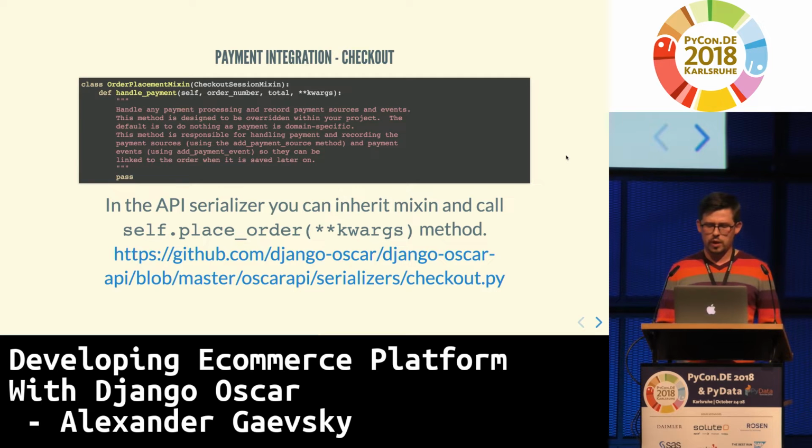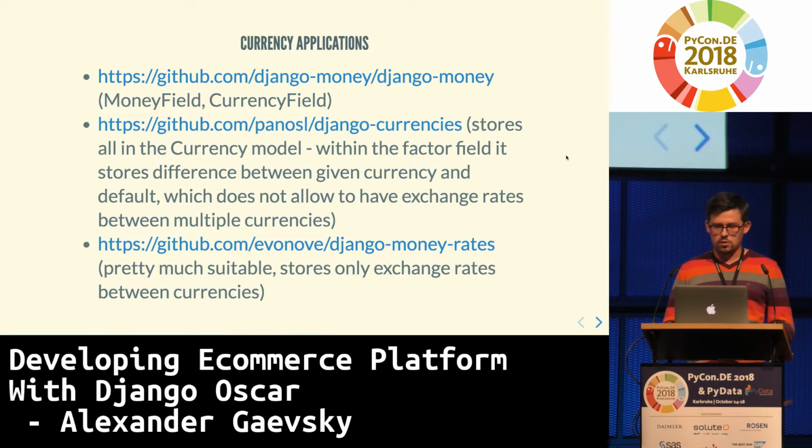If you implement an API, you can take your checkout serializer, inherit the order placement mixin again, and call the place order method. Why place order? Because it also has nested logic, which creates the model instance and so on, and you just need to override handle payment, which is specifically payment processing. Okay.